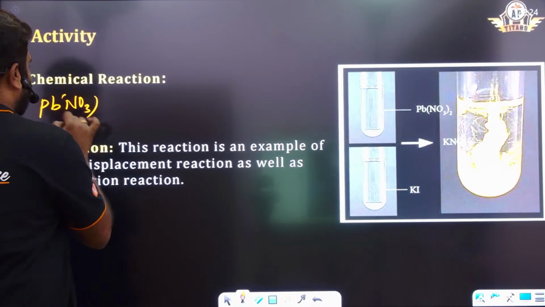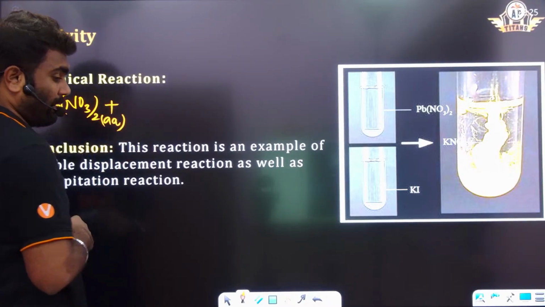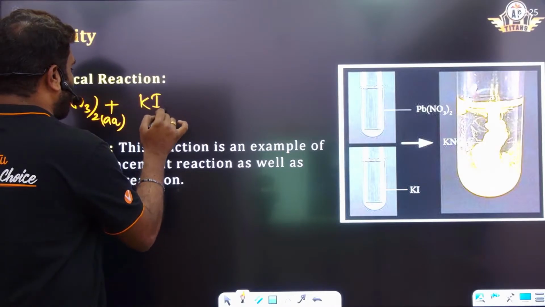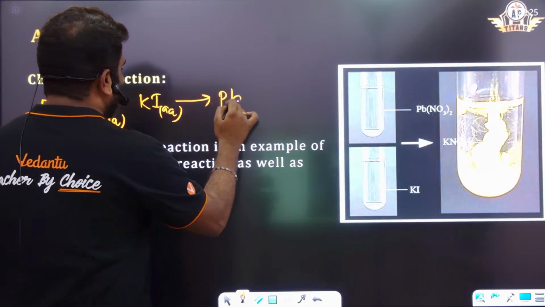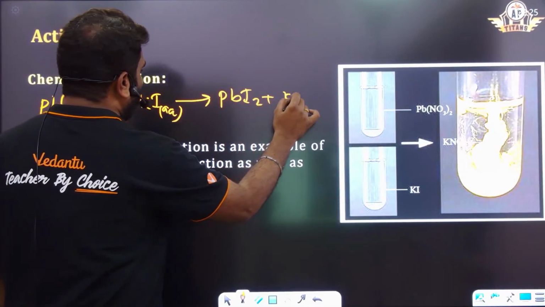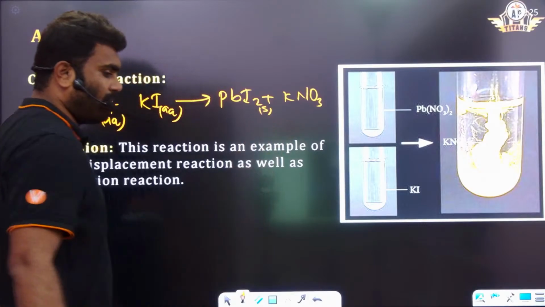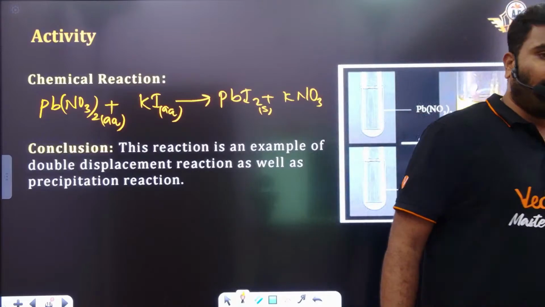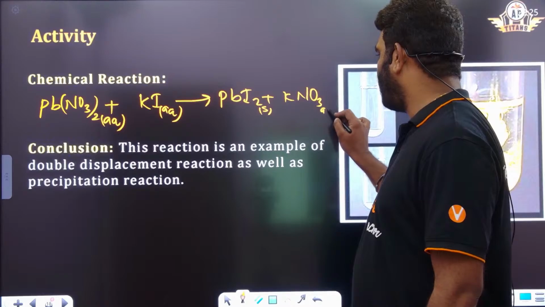Pb(NO3)2 is taken twice. As it is dissolving in water, it is aqueous. And what is happening here? It is reacting with potassium iodide, that is also what, beta? Aqueous. So what will it form? It will form PbI2 and KNO3. PbI2 is what, beta? Solid, as it is a precipitate. And next, potassium nitrate will be formed. That is what, beta? Aqueous.